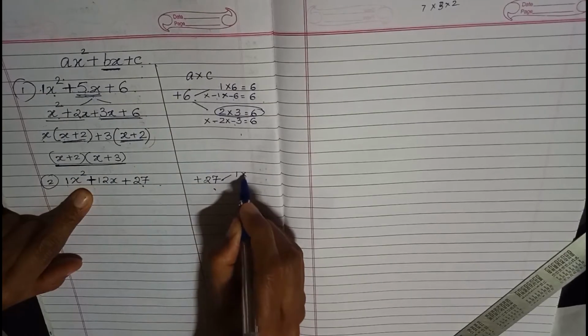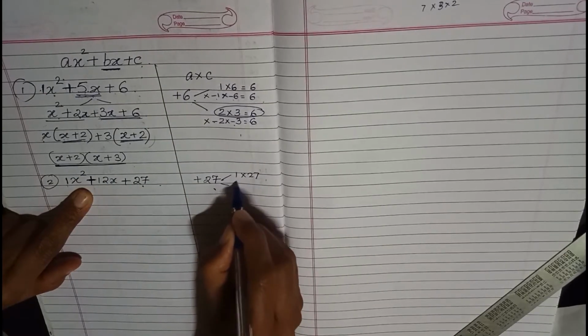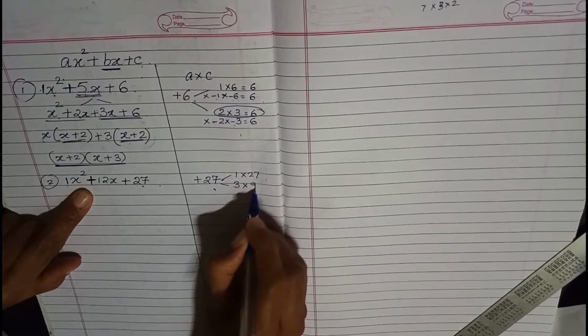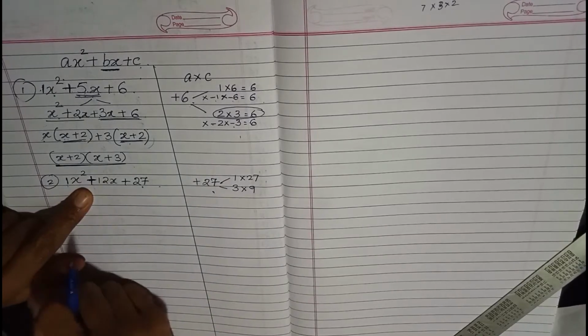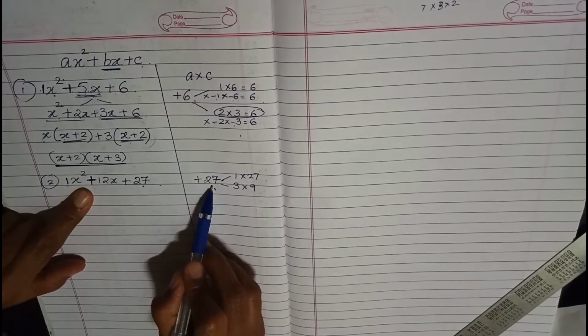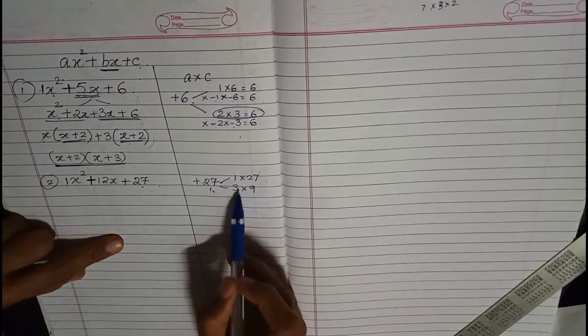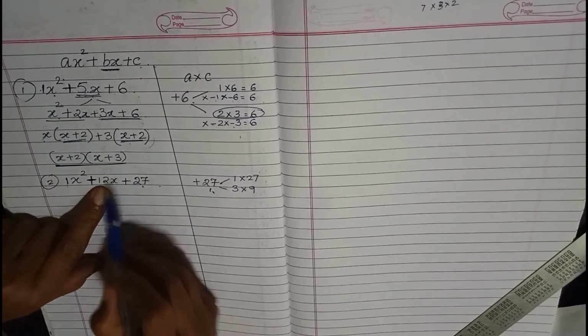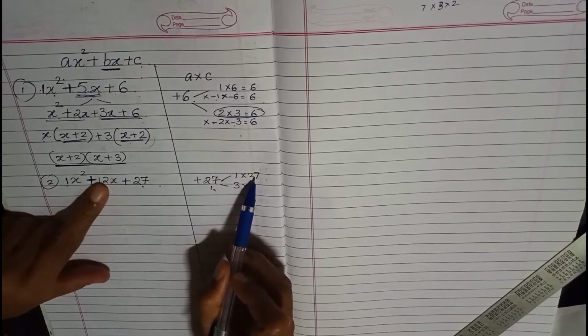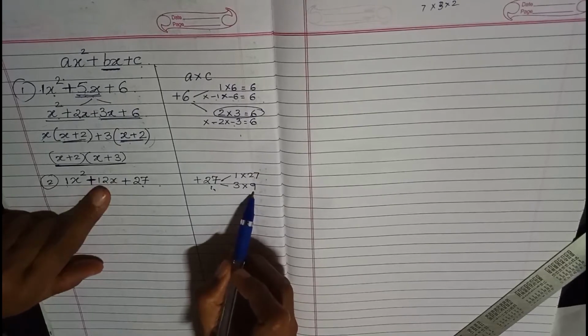So what all is possible? 1 into 27 and 3 into 9. These are the two possibilities from which I can get 27. Now, when I add these two numbers, they should give me the middle number. So 1 plus 27 is not 12, but 3 plus 9 is 12.